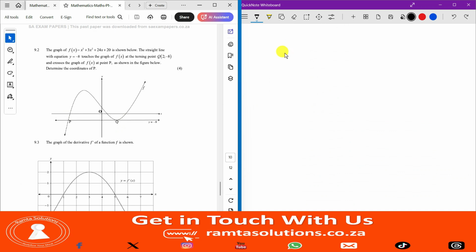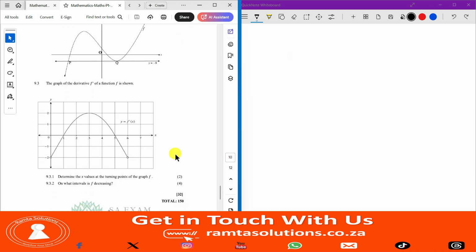Now, 9.3 says, let's see what it says. The graph of the derivative f prime of a function f is shown. 9.3.1, determine the x values of the turning points of the graph of f. The x values of the turning points of the graph of f are the x-intercepts of the derivative. Okay, so that is x equals 1 and x equals 5. You say 'and' or it doesn't matter, but say 'and'.